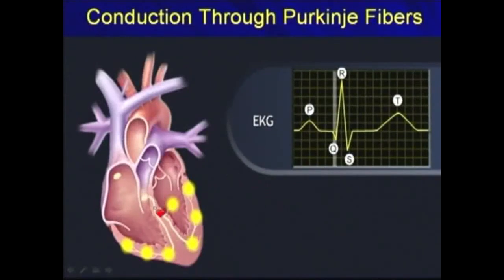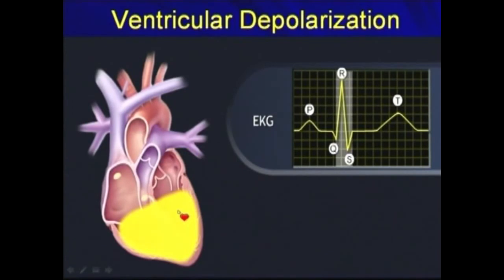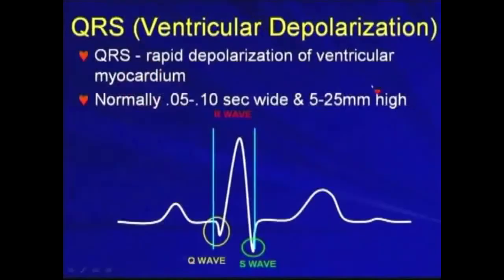And then the impulse will go down through the Purkinje fibers, and then to the ventricle, resulting in ventricular depolarization. And this corresponds to the QRS complex. So the QRS complex actually represents the ventricular depolarization. It is a rapid depolarization of the ventricular myocardium. Normally, it is 0.05 to 0.1 second wide and 5 to 25 millimeter high. As shown here, this is the Q wave, this is the R wave, and this is the S wave.